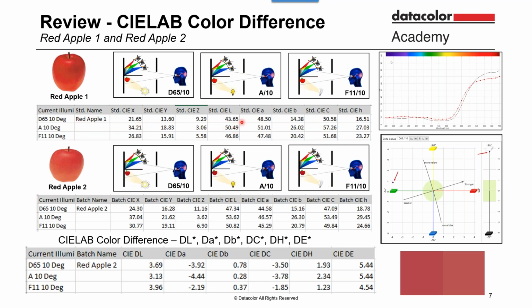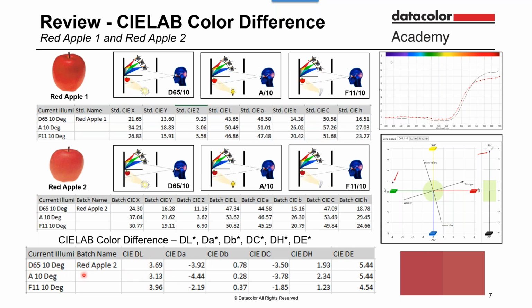We then calculated the L, A, B, C, and H values, the CIELAB values for that. And those are right here for the standard. And then we did the same thing when we measured red apple 2, or the batch in this case. So we again got the XYZ values, and we got the LAB values here. And then we're going to do the color difference, which is going to be the difference between these two. And shown below here is the color difference.